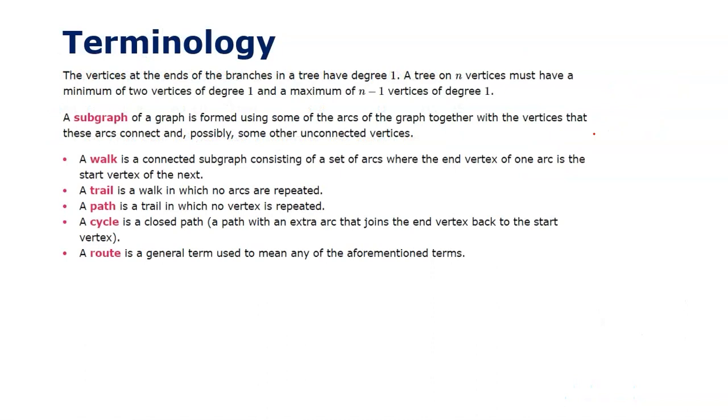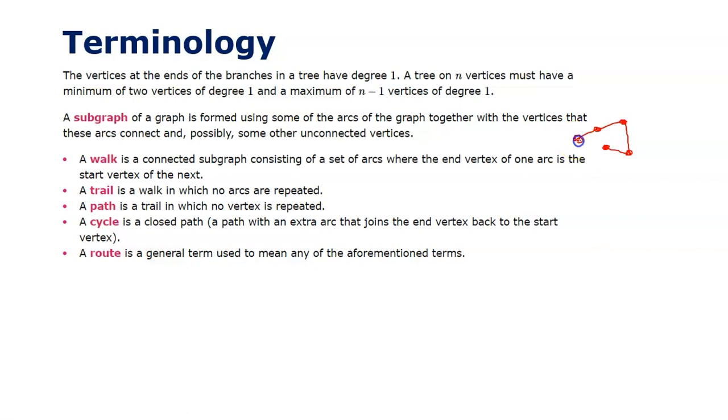Terminology again, more and more terminology for graphs. A subgraph is formed by basically having part of a graph. That seems reasonable. A walk is a connected subgraph consisting of a set of arcs where the end vertex of one arc is the start vertex of the next. Well, you basically just keep going round.